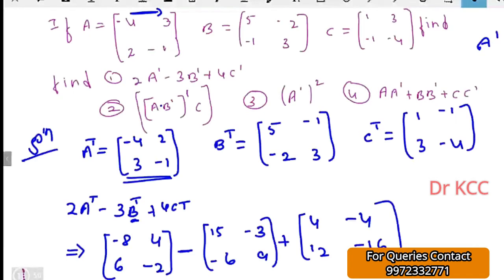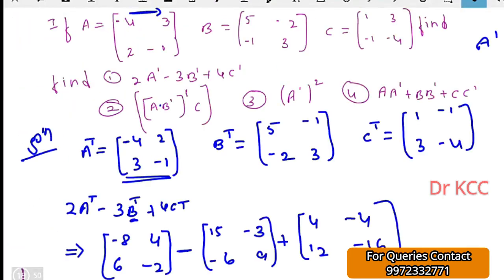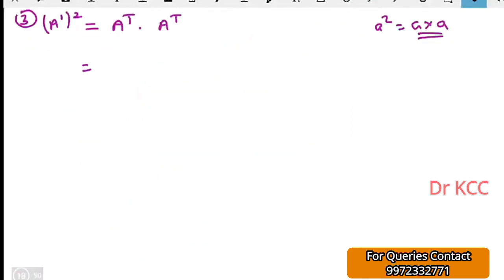A dash whole square. So the third question is (A dash) the whole square. See, if it is A square, what do you write? A into A. Correct? Similarly here, (A dash) whole square is nothing but A transpose into A transpose. Either you can write it as dash or transpose. Now what is A transpose? Here we have A transpose: minus 4, 2, minus 3, 1.